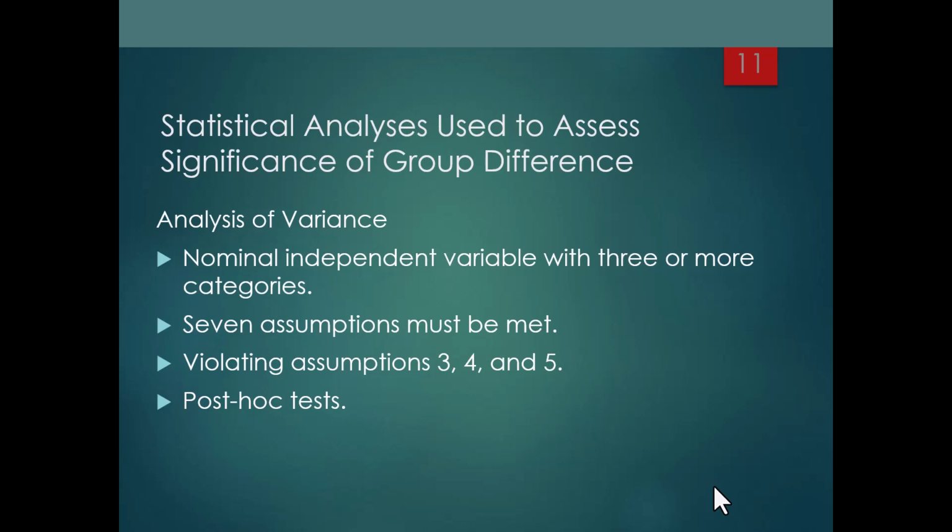again, if your independent variable is measured at the nominal level and has three categories or more, and your dependent variable is interval or ratio level, then you would use ANOVA. If your variables are measured at anything other than what I just said, then you would not be able to run an ANOVA.